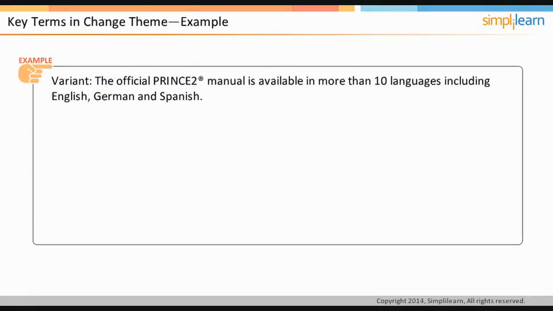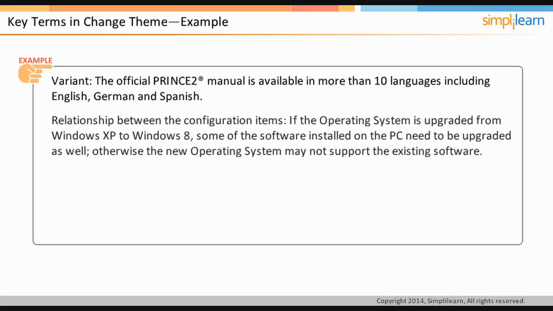An example of variant is the official PRINCE2 manual, which is available in more than 10 languages, including English, German, and Spanish. For example, if the operating system is upgraded from Windows XP to Windows 8, some of the software installed on the PC needs to be upgraded as well. Otherwise, the new operating system may not support the existing software. This is an example of relationship between the configuration items.